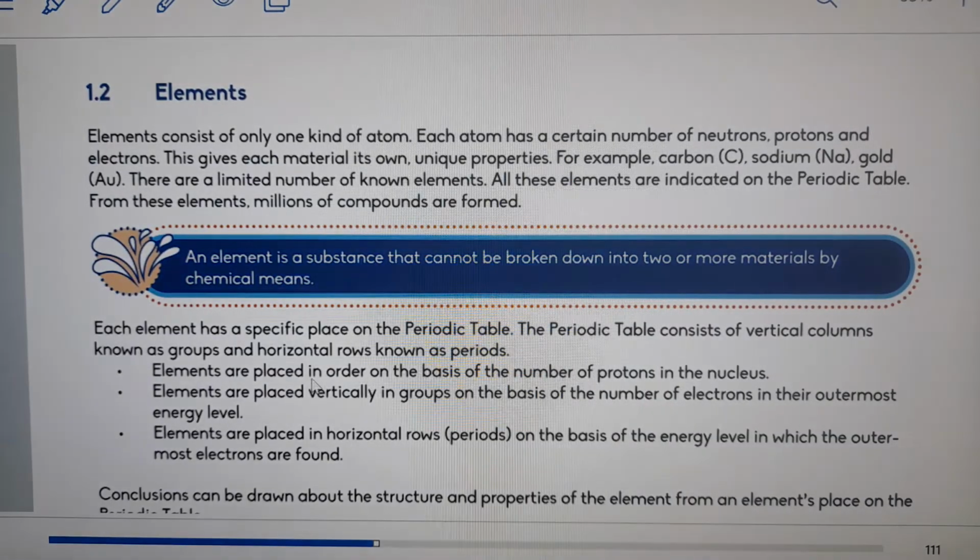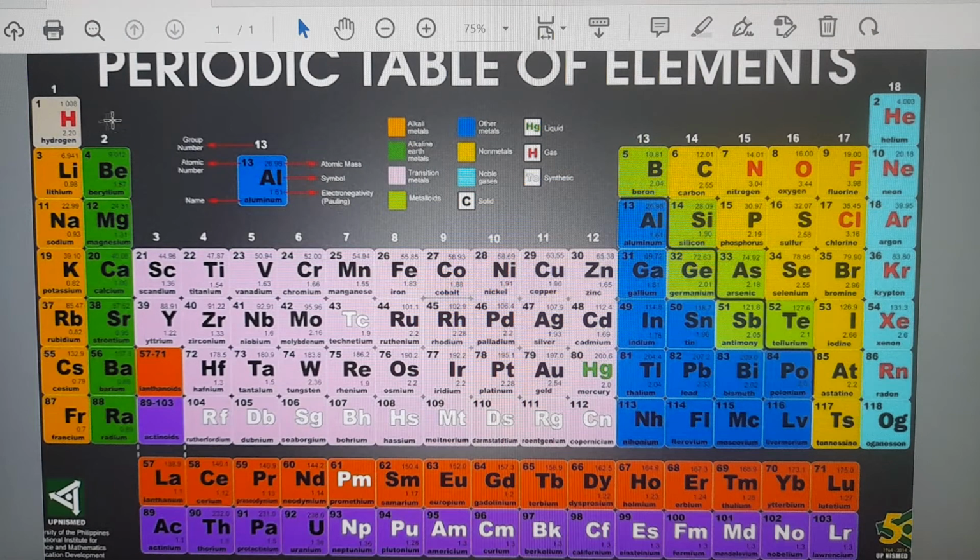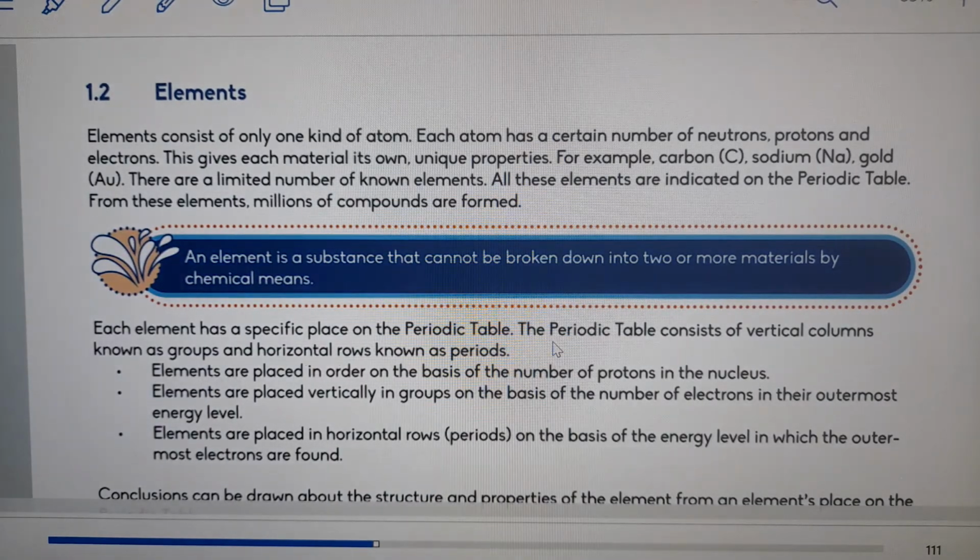The periodic table also has horizontal rows, which are known as periods. Looking horizontally, this is period number 1, number 2, number 3, number 4, number 5. So horizontally it's the periods, and vertically it's the groups, and the groups are numbered at the top. That's how the periodic table is arranged.